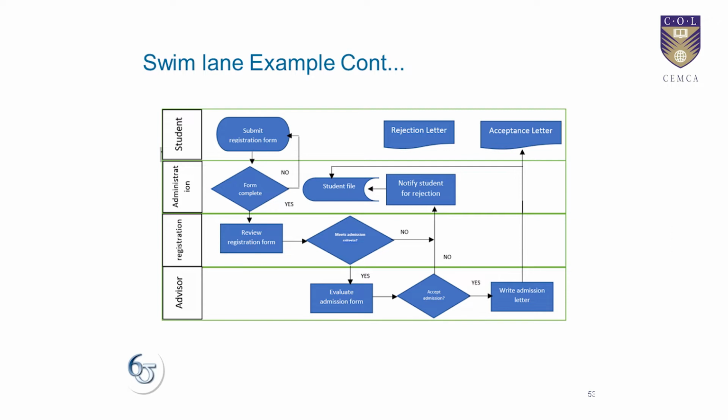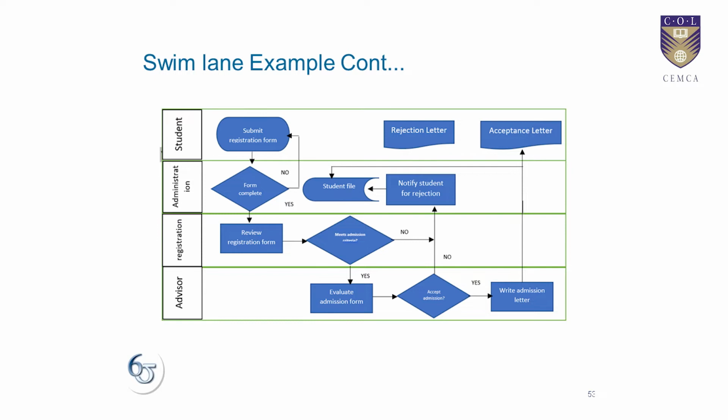Here you see there are four key players in the entire admission of a student. We have an advisor, then we have the registration team, then the administration team, and then the student. So these are the four different players or four parties. They interact with each other while the student goes through the entire admission. So where does this entire process begin? As you can see, it begins from the top when the student submits the registration form. The student submits the form to the administration team.